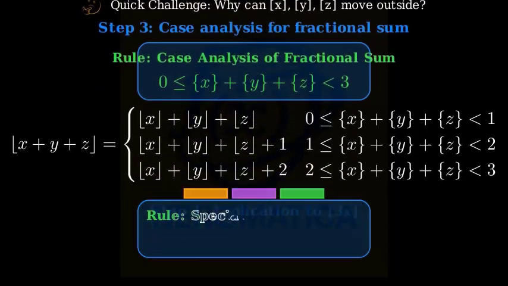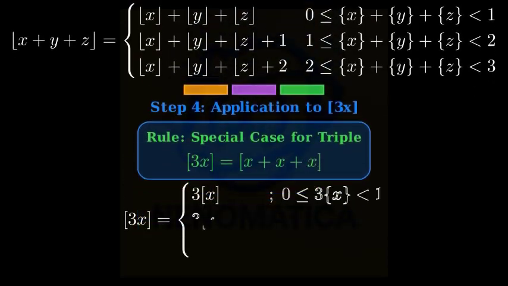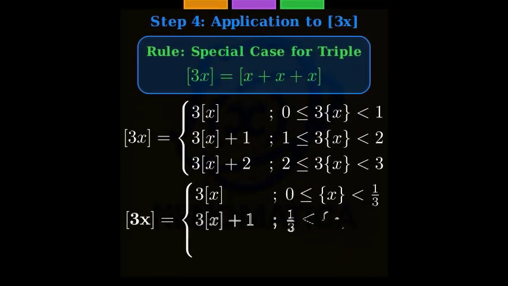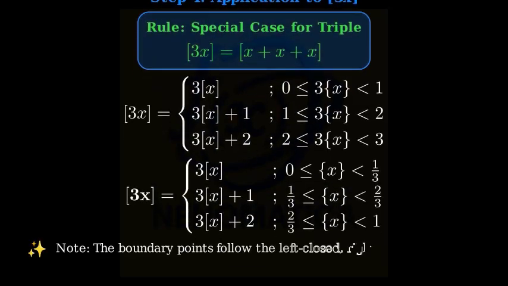Step 4. Apply this to the special case where x equals y equals z. Then we analyze the value of 3 times the fractional part of x. Dividing the ranges by 3 gives a clean rule in terms of the fractional part of x alone.